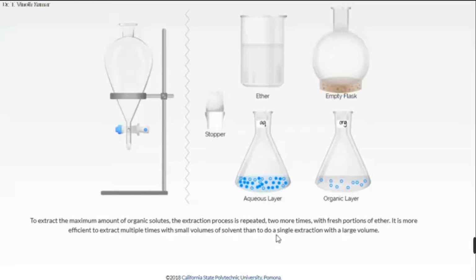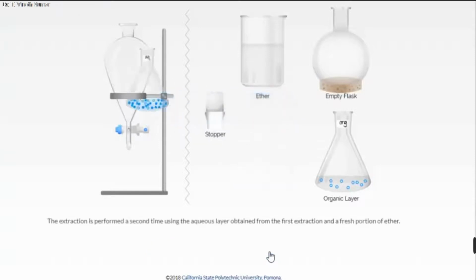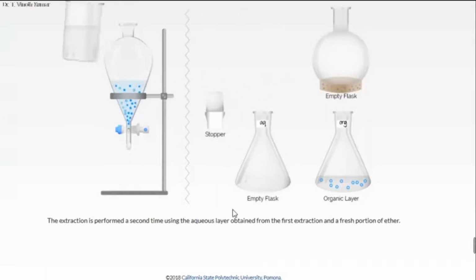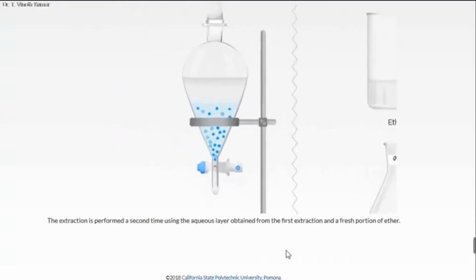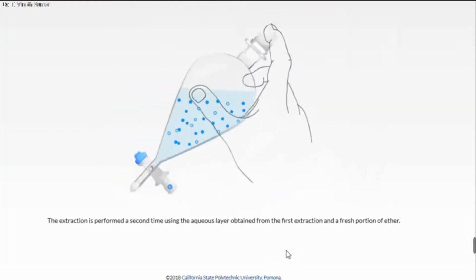Okay, so because the aqueous layer still contains some of our desired compound, we're going to do a second extraction. We're going to do multiple extractions. So we'll pour our aqueous layer back into the sep funnel. We're going to use another fresh portion of ether, and then we're going to mix these again. So add the stopper to the top, and while securing the stopper with our finger, we're going to mix it with periodic venting.